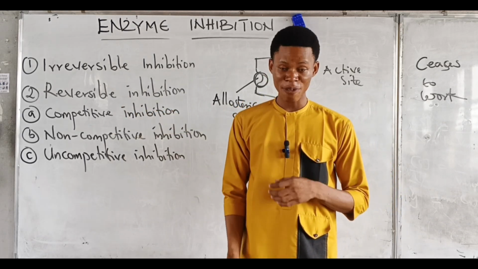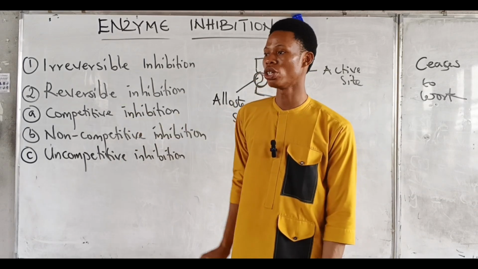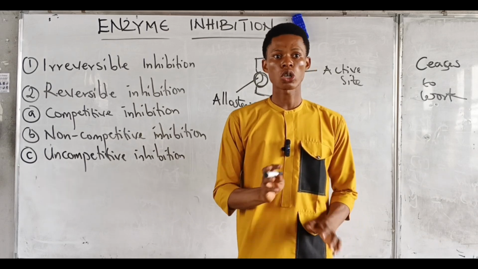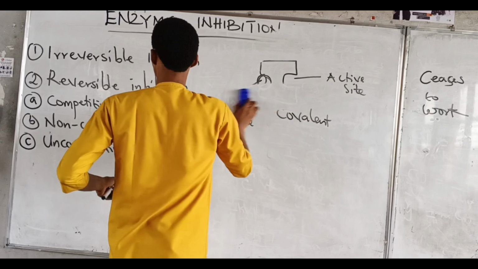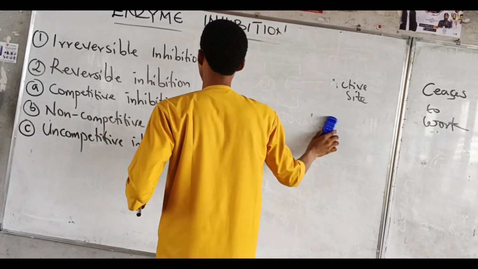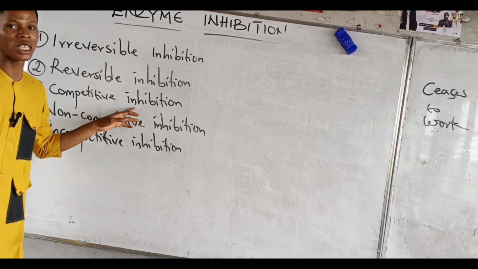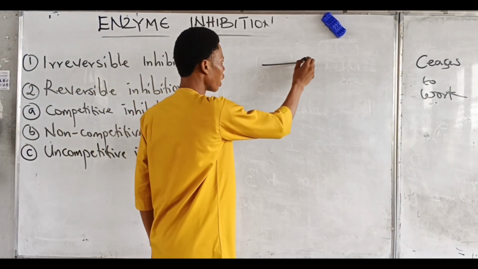Good. Now we have classes or types of reversible inhibition. And please, I would like you to pay great attention here, because you don't have to cram anything. The first kind of reversible inhibition we have here is competitive inhibition. Competitive inhibition. Now, look at this again.